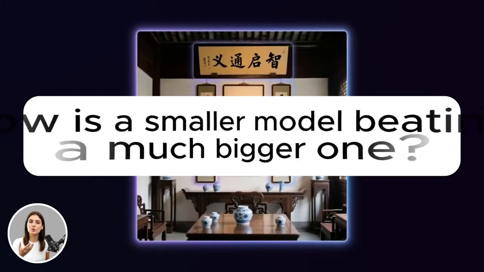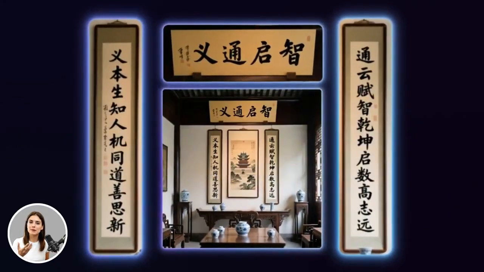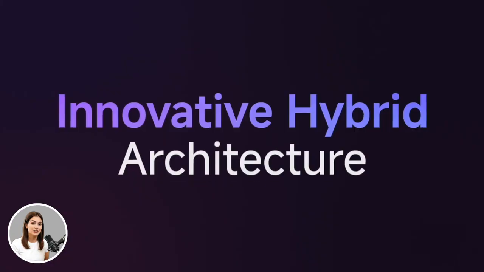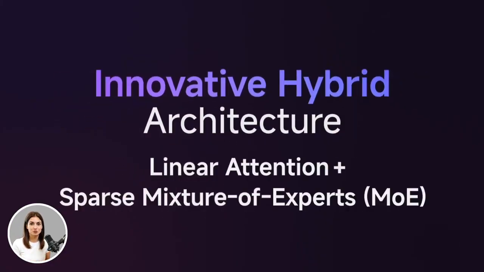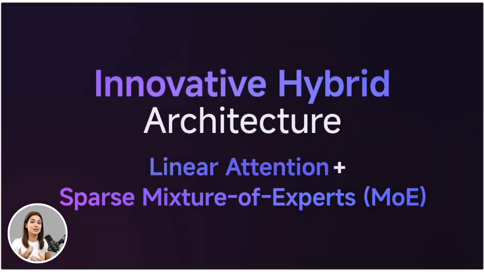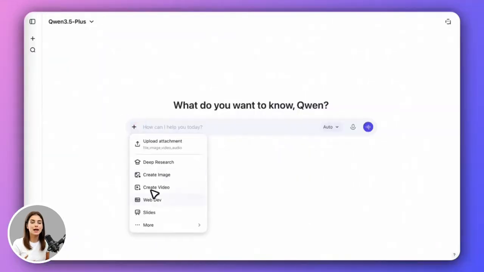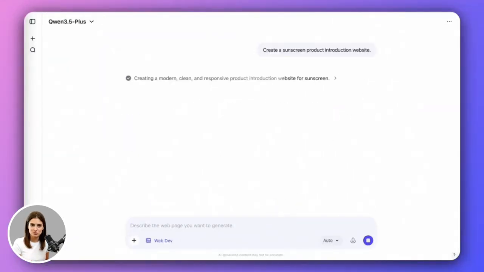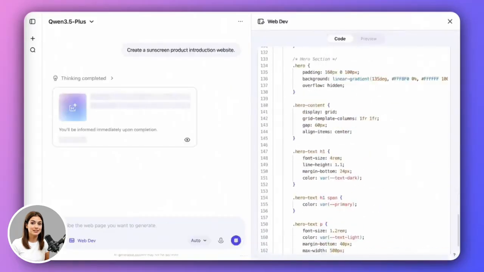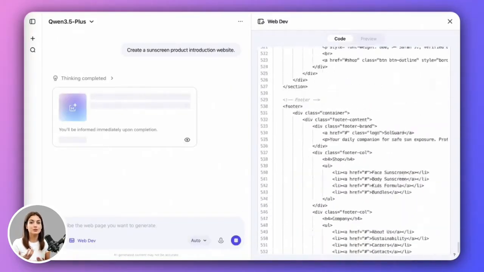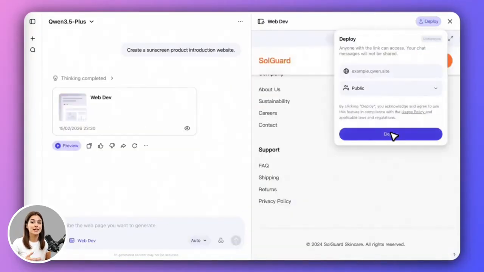How is a smaller model beating a much bigger one? And the answer is in the architecture. This is where it gets genuinely fascinating. Most people think bigger model equals smarter AI. More parameters, better results. That was the dominant thinking for years. Qwen 3.5 is a direct challenge to that assumption.